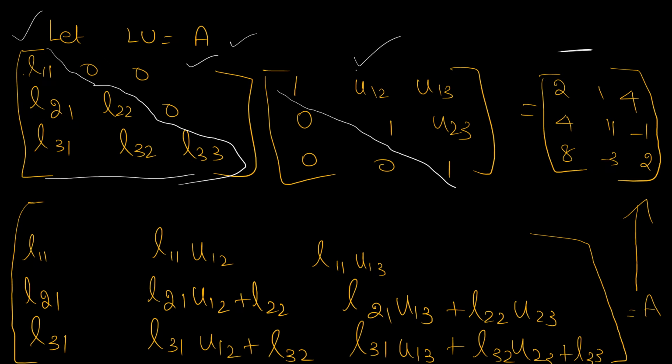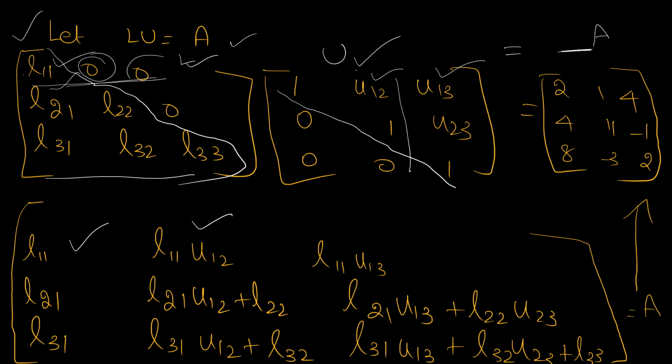You have written only the coefficients on the previous slide. So 2, 1, 4. So this is A. So LU is equal to A. So now we are going to do matrix multiplication. So first row, first column: L11 into 1, so we have written this here. And then first row, second column: L11 into U12, that we have written here. Then first row, third column: L11 into U13, because of the zeros we are not getting the other two elements.